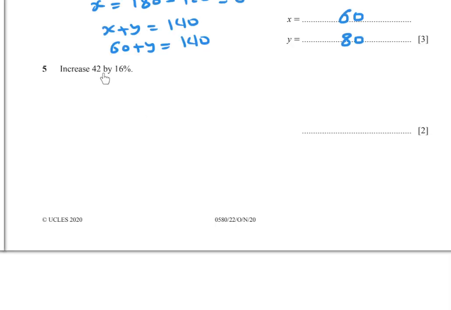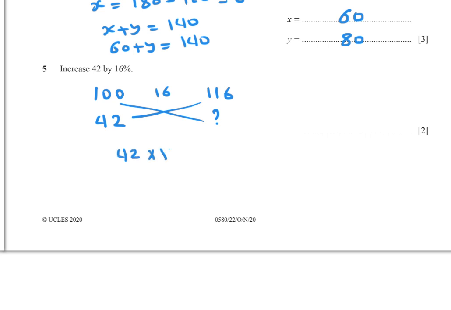Number 5, increase 42 by 16%. If the number increased by 16%, this means it was 100, increased by 16, now 116. The number before the increase is 42. Now find the number after the increase by the cross multiply method. So 42 times 116 divided by 100 equals 48.72.